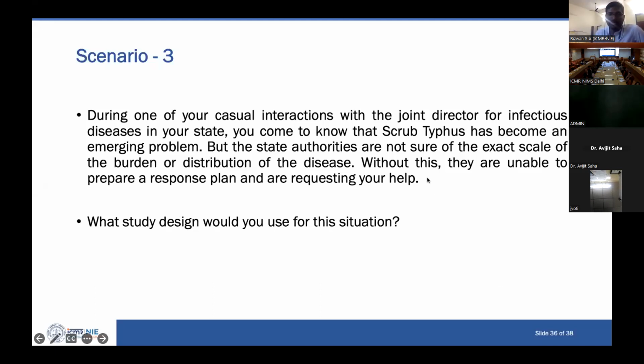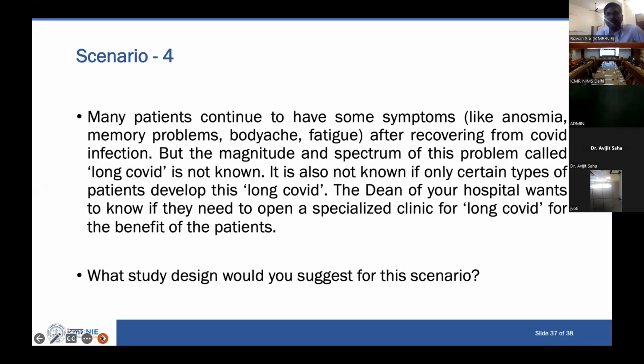Thank you everyone for answering that. And the final scenario that I have for you is scenario 4. Many patients continue to have some symptoms like anosmia, memory problems, body ache, fatigue after recovering from COVID infection. But the magnitude and spectrum of this problem, called long COVID, is not known. It is also not known if only certain types of patients develop this long COVID. The dean of your hospital wants to know if they need to open a specialized clinic for long COVID for the benefit of the patient. So what study design would you suggest for this scenario?